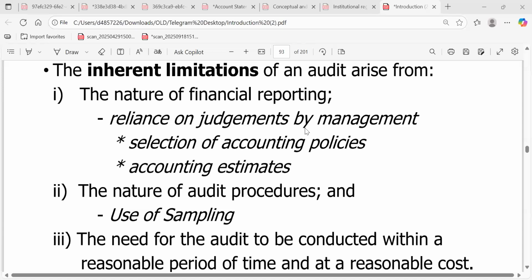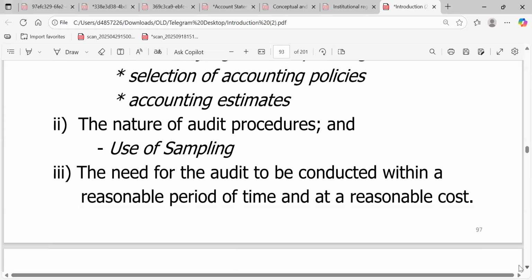So based on that, he cannot audit everything. Therefore, he is limited. The procedure he used has limited him not to audit everything. So because of that, it forms part of what? An inherent limitation.